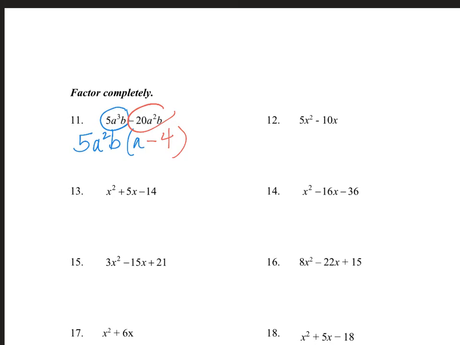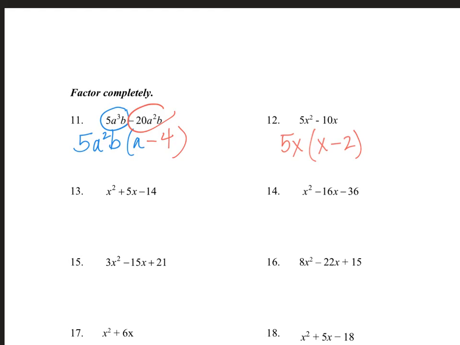All right, let's look at 12. The greatest common factor for this is 5x, and so then in parentheses, we're going to have x minus 2. And if you were to distribute, you would see your problem.